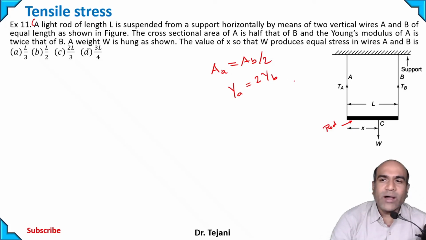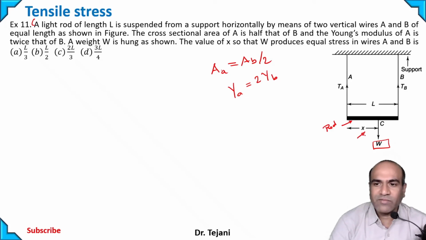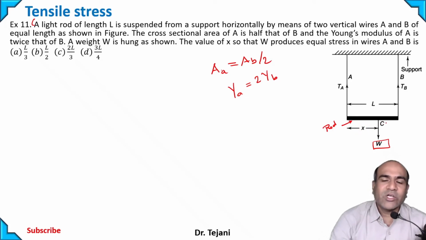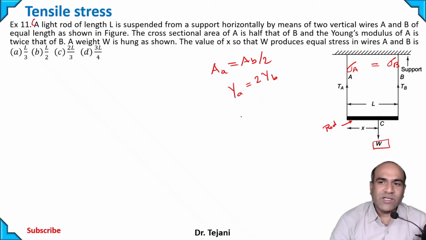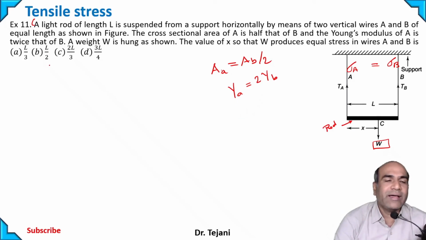A weight W hangs here, as shown. The value of x, that means this is the value of x, so that W produces equal stress. Here it produces sigma A equal to sigma B in wires A and B. So such that x should be L by 2, L by 3, 2L by 3 or 3L by 4.